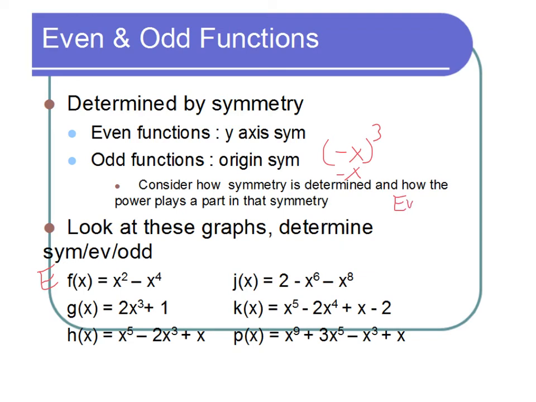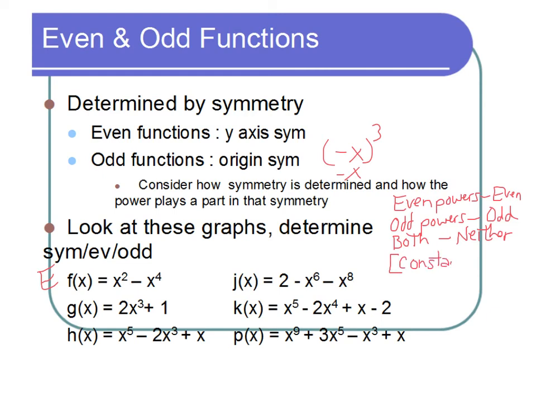If you can look at a function and it has all even powers, then that's going to be an even function. If it has all odd powers, that's going to be an odd function, and it's going to end up with origin symmetry. If you have some of both, some evens and odds, then it's a neither. It's not going to have any type of symmetry, which a lot of functions don't have symmetry at all, and that's fine. Okay, the one thing you have to pay attention to is the constant.